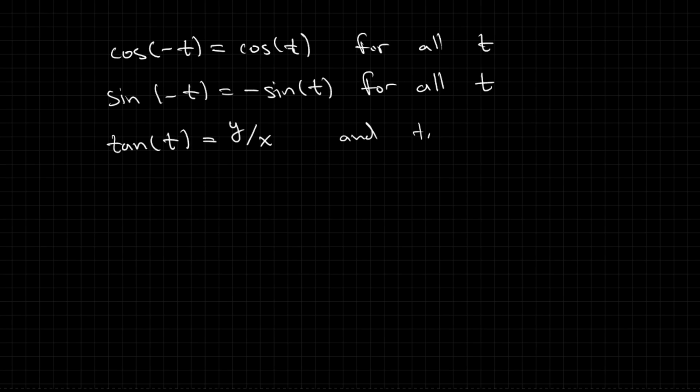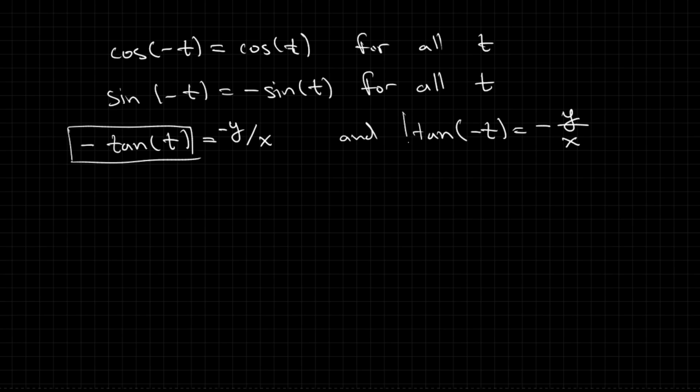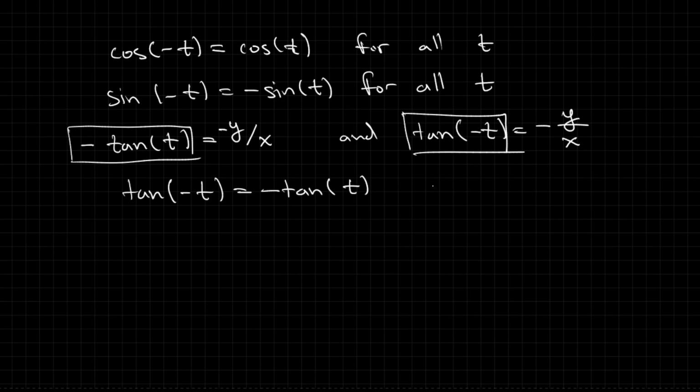So, tangent of minus t is negative y over x. And so if you multiply the first equation by a negative, then we see that negative tangent of t and tangent of negative t are equal to the same thing. And so tangent of minus t is equal to negative tangent of t.